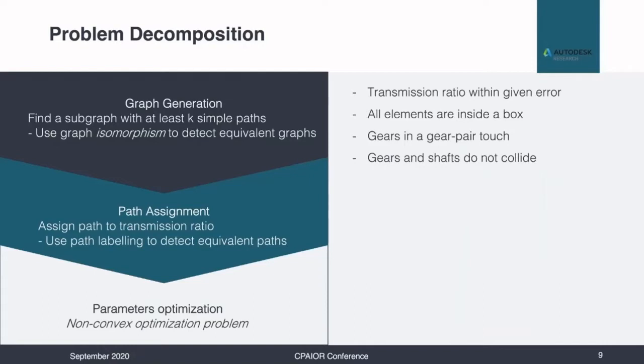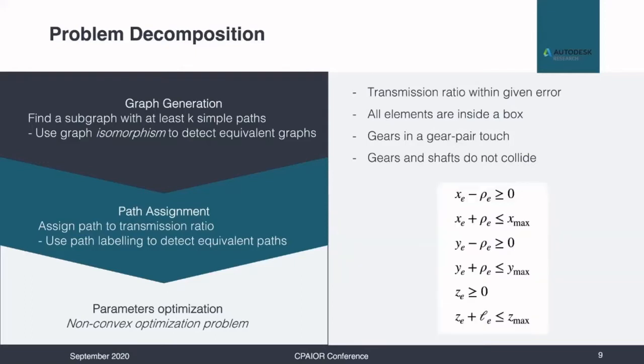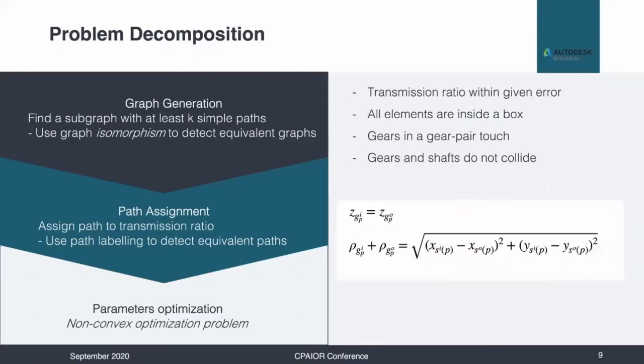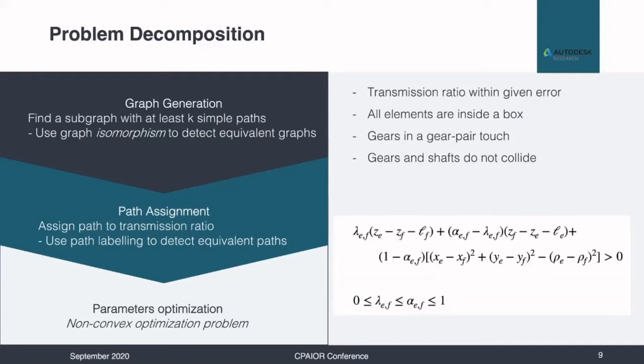The mechanical and geometric constraints can be mathematically formulated as follows. We first require that the transmission ratio is within a threshold. All the elements are within the box. Gears in a gear pair touch each other. And finally, we require that the elements do not overlap.